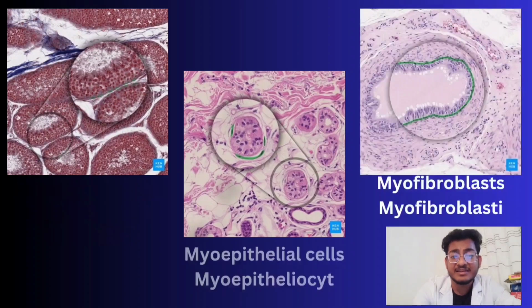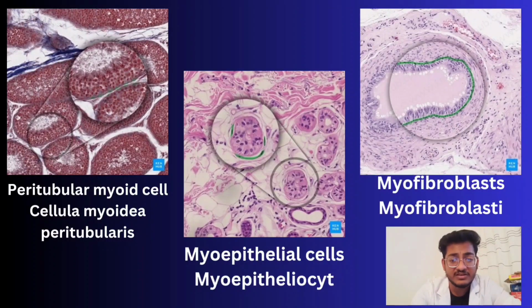Smooth muscle-like cells are also present in the smooth muscle section, and we can talk about those: pericytes, myoid peritubular cells in the testis. Pericytes are found in capillary walls, myoepithelial cells are often found in glandular epithelium, and myofibroblasts are involved in skin wound healing. And this is all about smooth muscle.